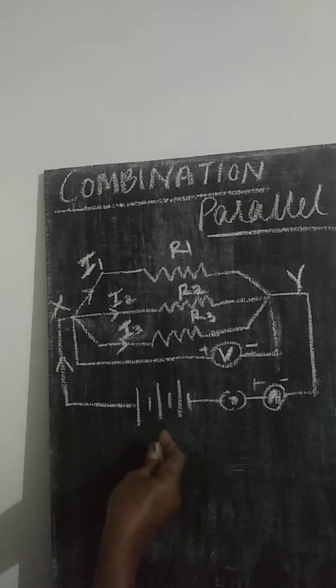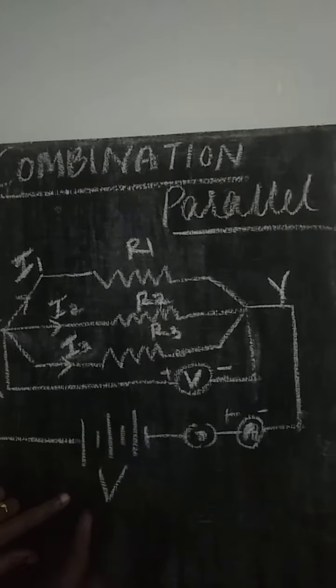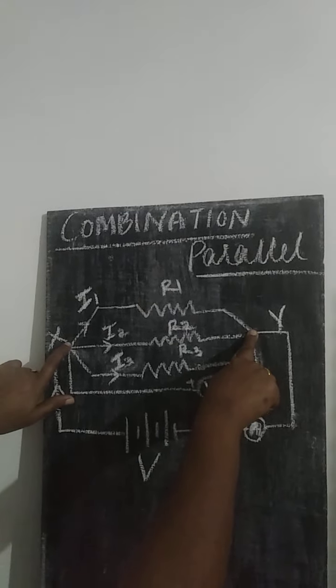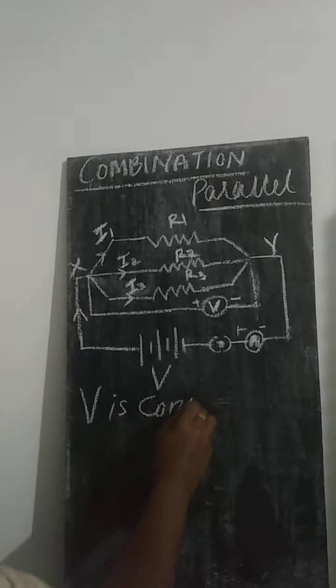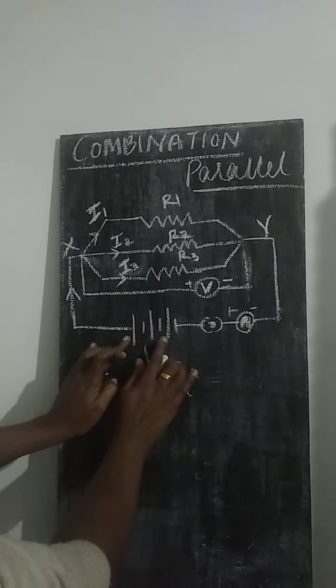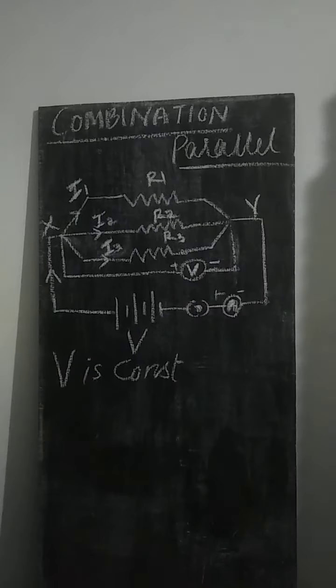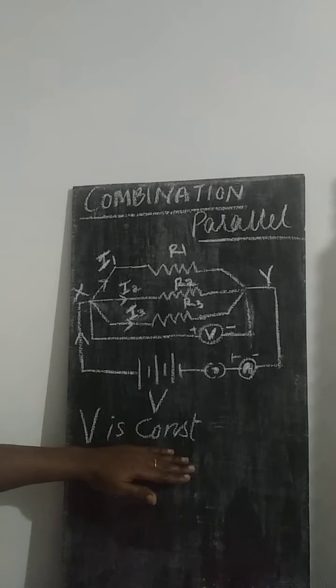So the total V will be applied from the three cells, and that same PD will be applied across the junction XY. So V is a constant. V is a constant because all the resistances are connected across XY, and the same value of potential will be applied across the junction XY. So V is a constant. In parallel mode, V is constant.